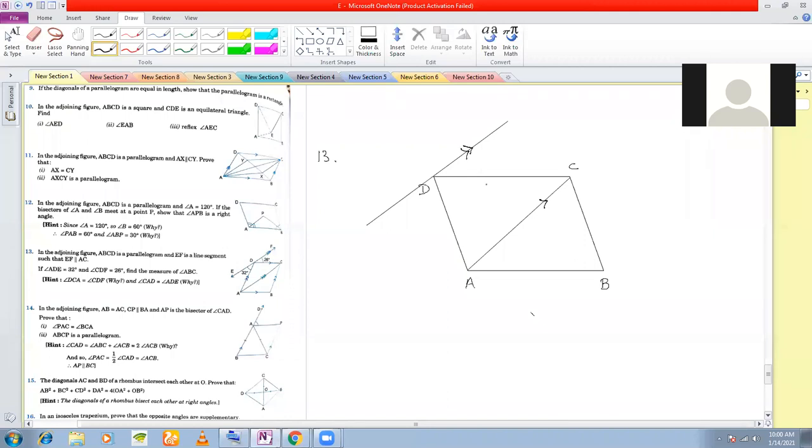Three arrows are given because there are two other parallel lines also. Which are the other parallel lines? The opposite sides of this parallelogram. Okay. These are also parallel. So there are three pairs of parallel lines in this figure. And they have given this as your E and this as your F.